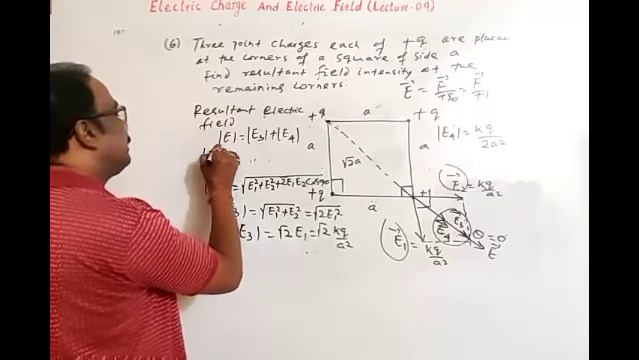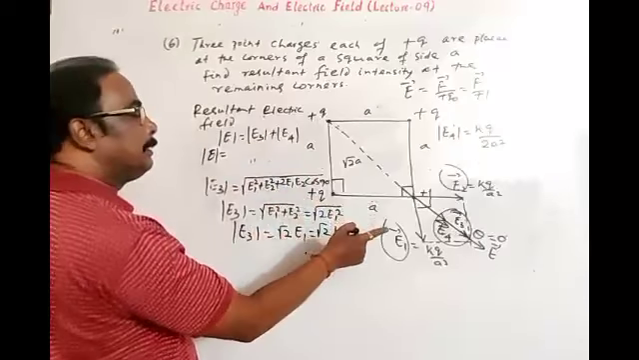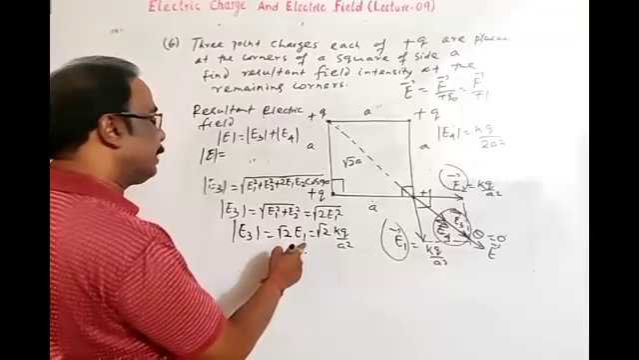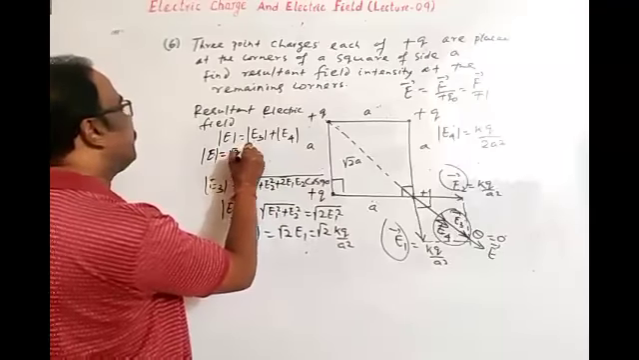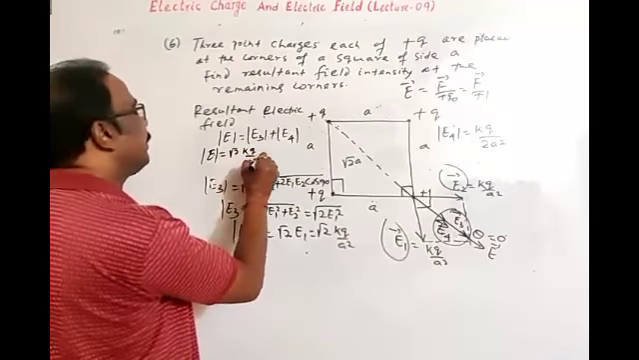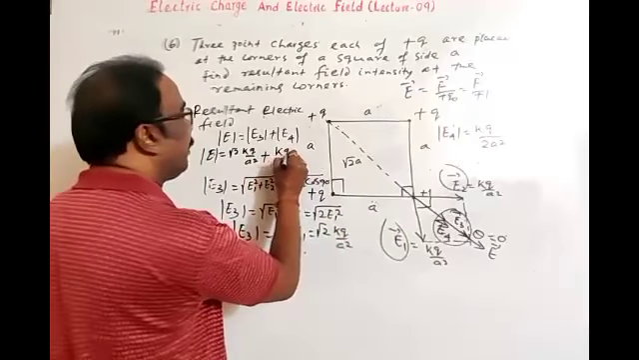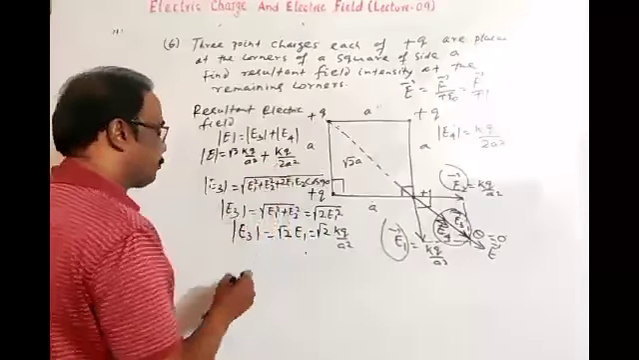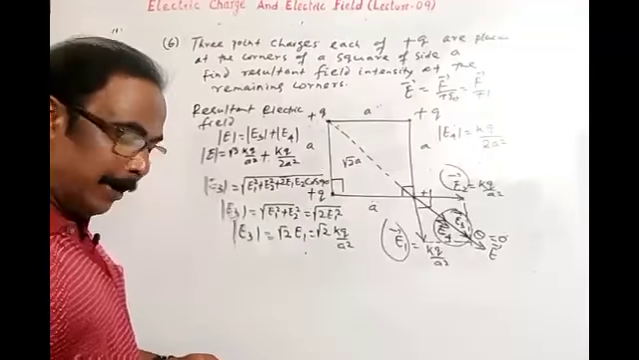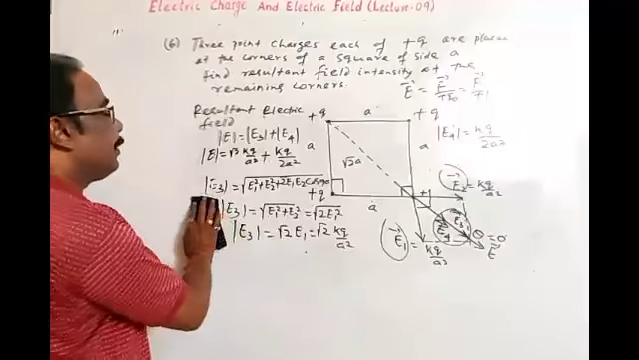Okay. Then the magnitude of the resultant field intensity: for E3 we have got root 2 KQ by A square, plus E4, we have got KQ divided by 2A square. Now I will solve it to get your final answer. It is an easier one.